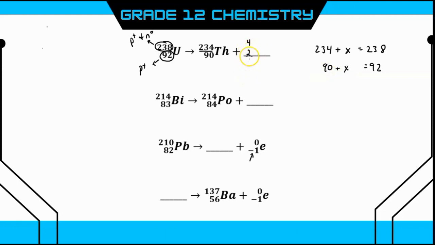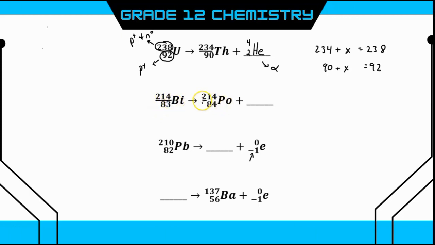And then you can look on your periodic table to see, okay, which element has an atomic number of 2, and the answer is helium. So this is what we consider to be an alpha particle. So this reaction is an alpha decay. Now our next one, let's do the same process.